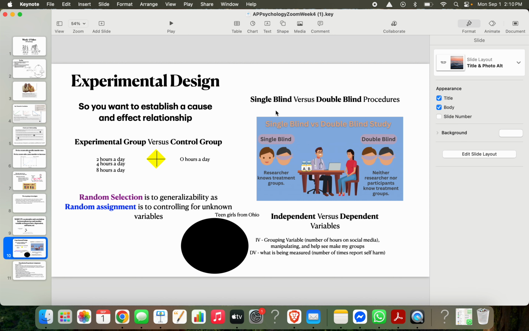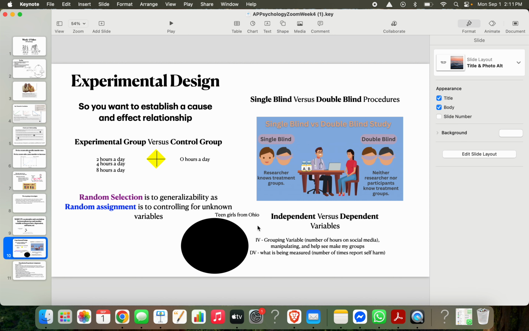Another thing we think about with experiments here is whether we have a single blind procedure or a double blind. In a single blind, the participant doesn't know what group they are, but the researcher does. Now, this can have some problems because sometimes researchers can influence the participants, and that's when we move to a double blind, where neither the researcher nor the participant knows. And there's some stuff in this week's work to help you with this.